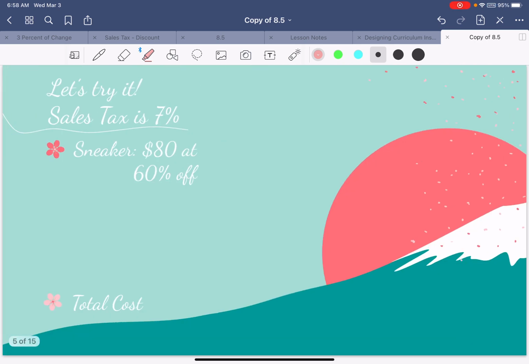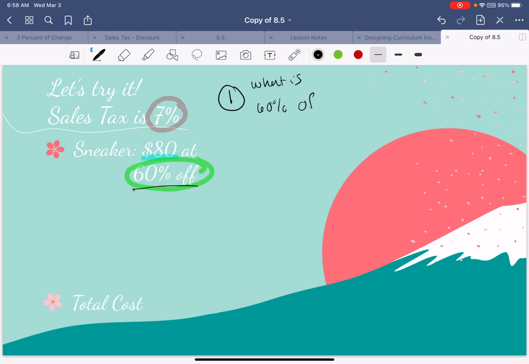So for example, sales tax is 7%, okay? We're buying sneakers that cost $80, but we get them for 60% off. So step 1, we need to do the discount first. So we're going to be saying, what is 60% of 80? So we use the decimal method, move it forward 2. We're doing 0.60 of is to multiply 80.